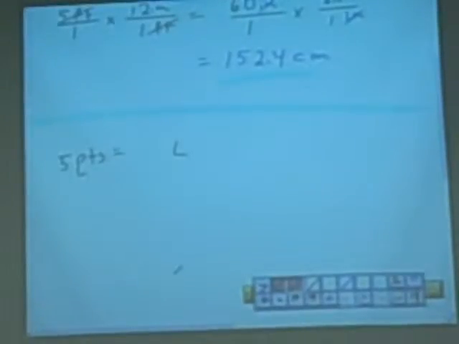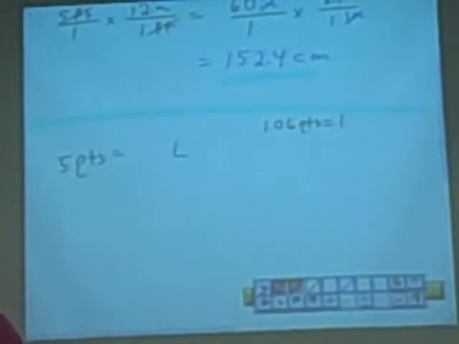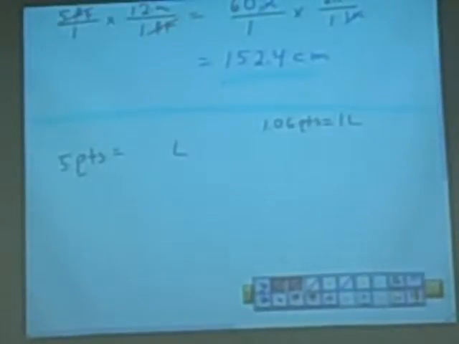Okay, so looking at our conversions, we're talking about mass, volume, or length. Mass is like weight. Volume is like gallons, kiloliters. So we're talking about volume, right? So the conversion for volume is 1.06 quarts equals 1 liter. Okay?